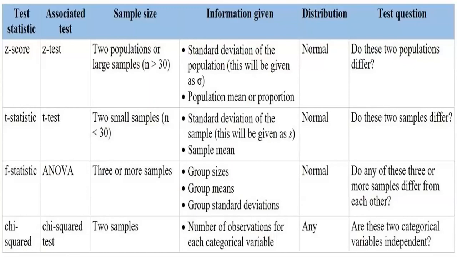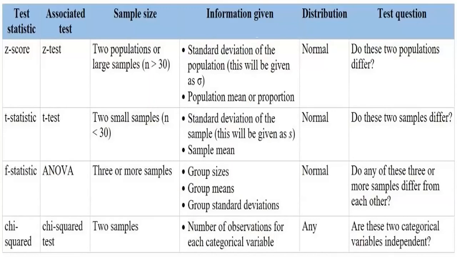Then here also the normal distribution will be used, and here the test question will be: do these two samples differ or not? Then in case of F test, F statistics or ANOVA, there will be 3 or more samples, and whatever information is given, it gives information about the group sizes, group means and group standard deviation. Okay. Here the normal distribution will be used, and the question is: do any of these three or more samples differ from each other or not?